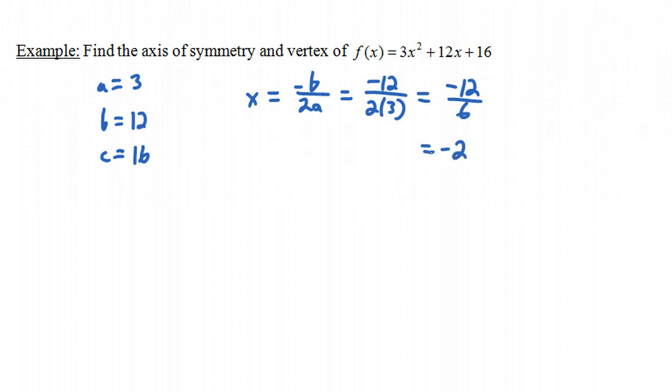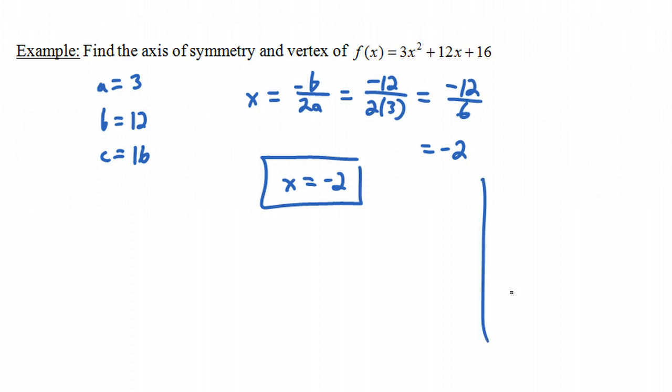Now, be careful. The axis of symmetry is not just −2. It's x = −2. That's the equation of the axis of symmetry. The axis of symmetry is a vertical line, so it's not really just a number. It is a vertical line, and the equation of that vertical line is x = −2.